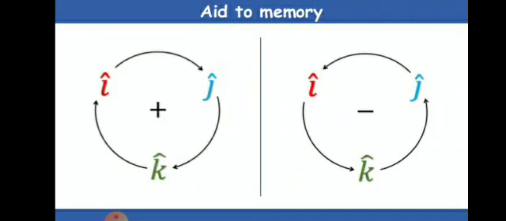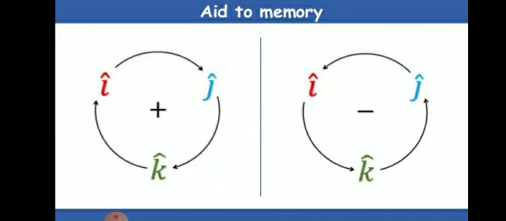Here i cap, j cap, k cap are moving in the clockwise direction. The first image is moving in the clockwise direction, so you are getting a positive value. i cap cross j cap, that value is k cap. j cap cross k cap, the value is i cap. k cap cross i cap, the value is j cap.